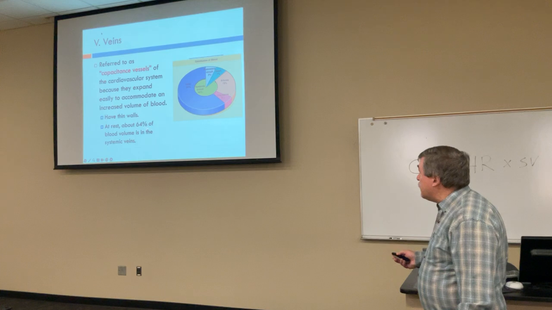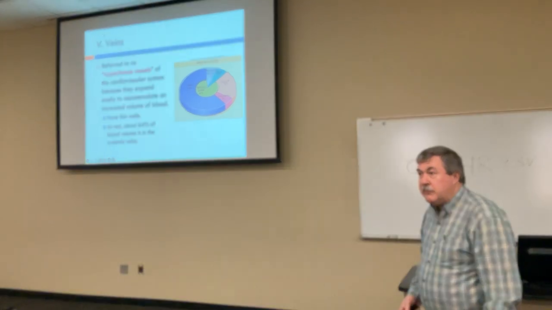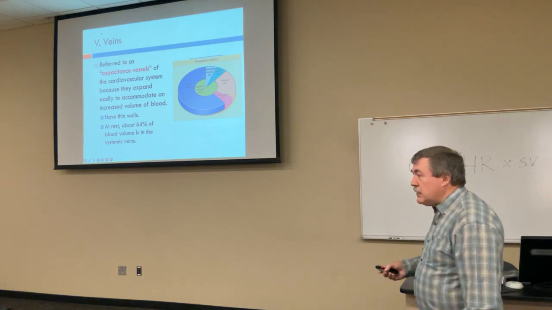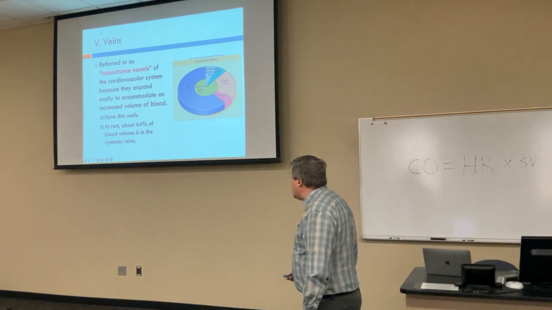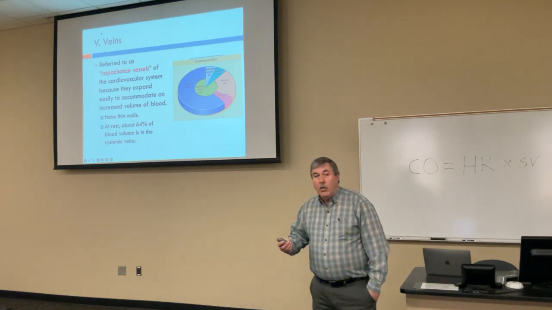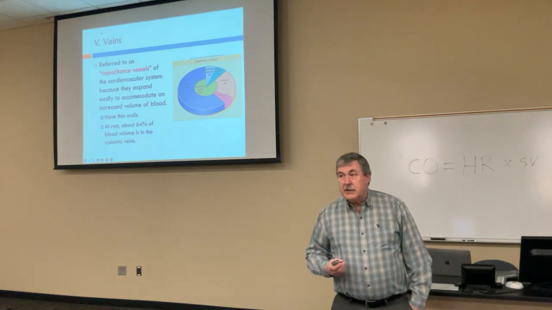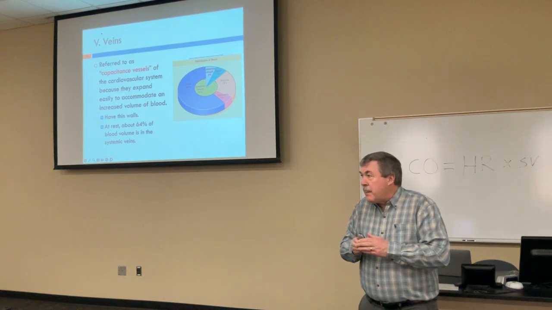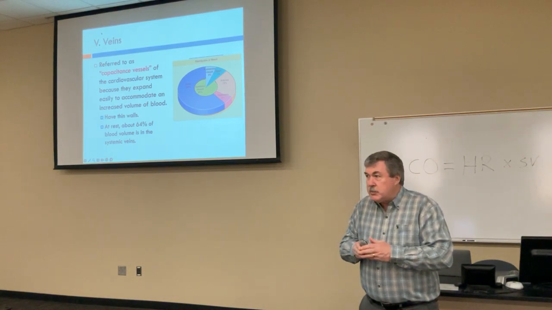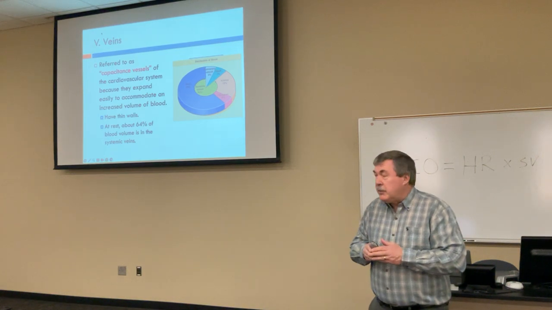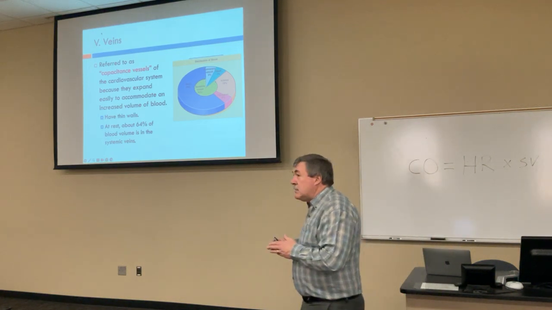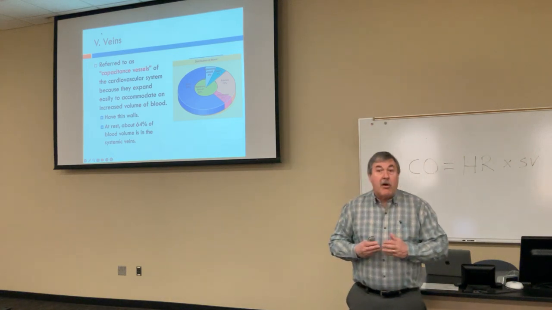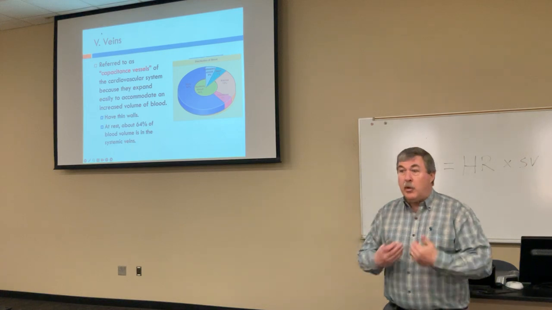So at rest, about 64% of our blood volume is found in the veins. So a lot more blood in the veins at any one time than in the arteries. The main reason for that is once blood has gone through the capillaries, which have such small diameters, they have a lot of resistance to flow. And so blood loses most of its pressure as it goes through the capillaries. So the blood in the veins is not under very high pressure. And it's under such low pressure that it makes it harder for that blood to flow back to the heart.